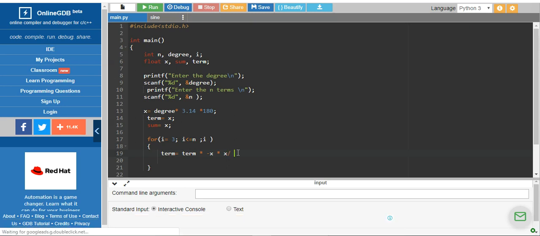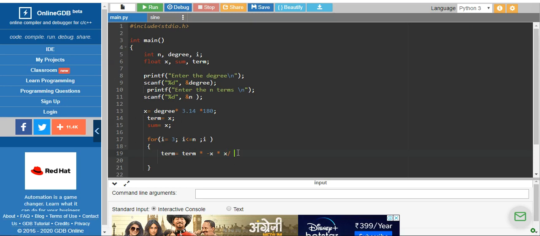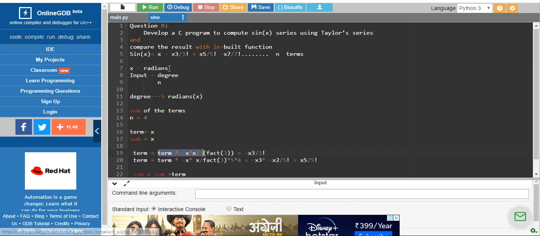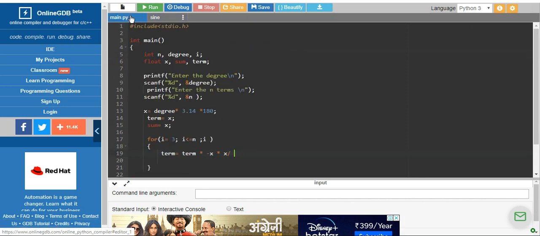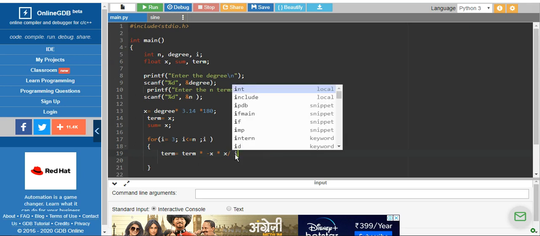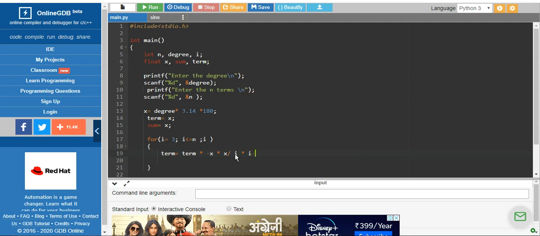So what is that division that happens? What would be my denominator? It should be 3 factorial. If you can see here, the factorial, I can take 3 factorial as i. 3 factorial is nothing but 3 into 2 into 1. Directly I cannot take 3 into 2 into 1. Rather I need to use these variables in order to repeat the same set of statements. So what I will do is I will replace this value with i star i minus 1.